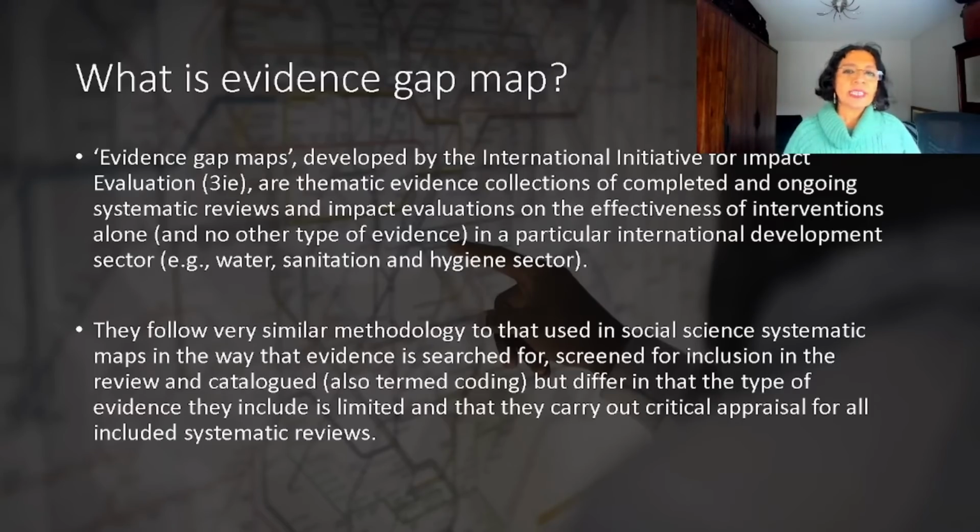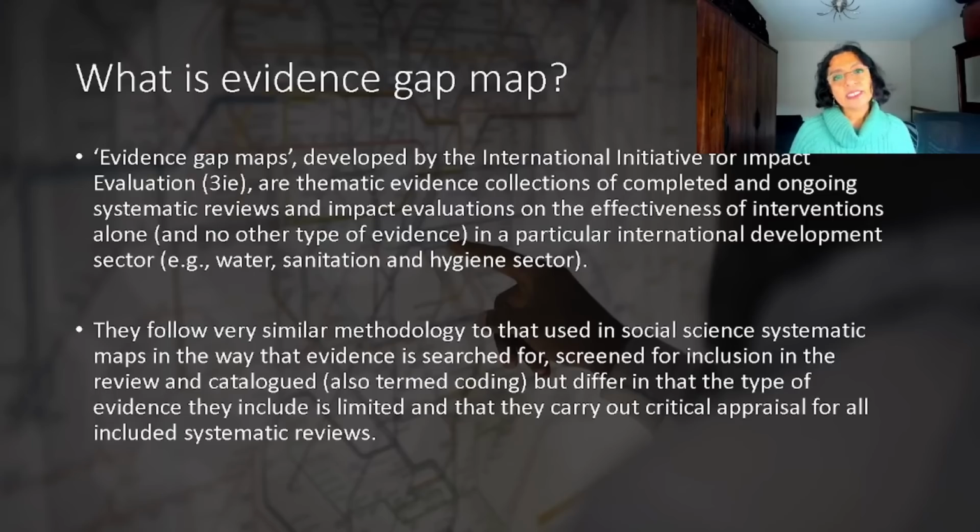So, what is an evidence gap map? You must have heard about this term or come across it in the literature a lot. So, the evidence gap map was developed by the International Initiative for Impact Evaluation, otherwise known as 3IE. These are thematic evidence collections of completed and ongoing systematic reviews and impact evaluations, especially on the effectiveness of interventions. They follow a similar methodology to systematic maps, in which the evidence is searched, screened, and catalogued.